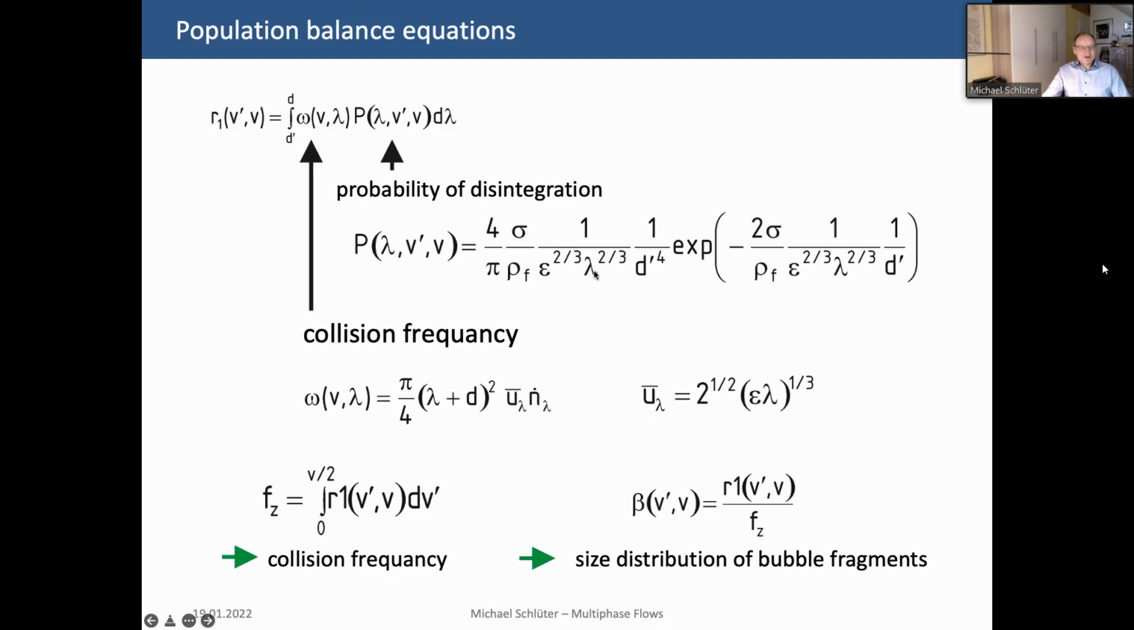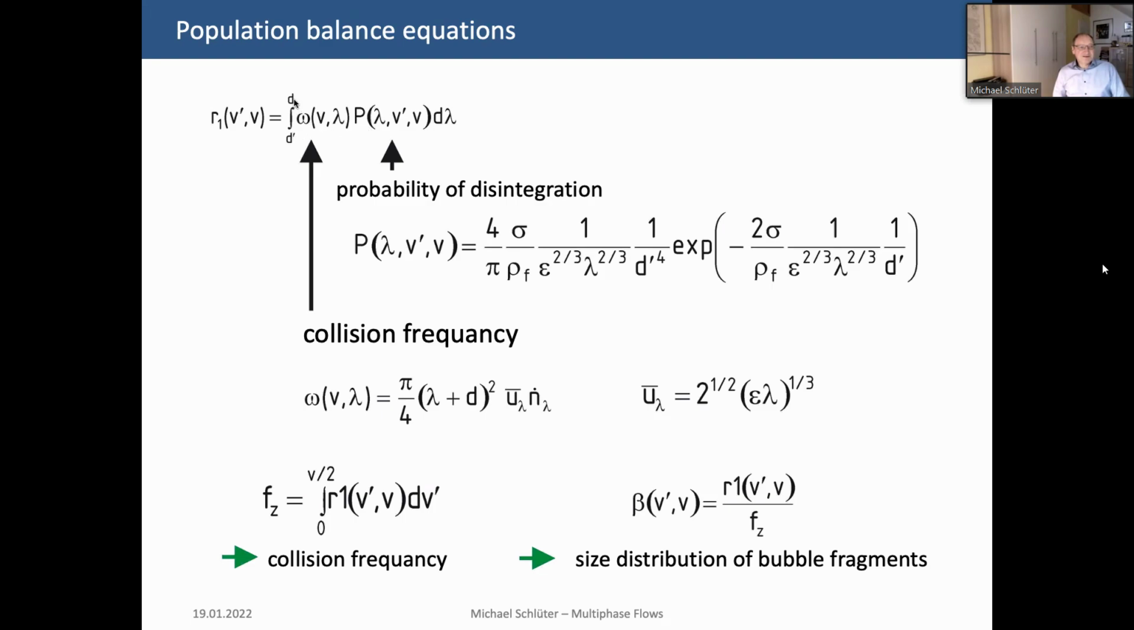In that case, here we talk about breakup. So this lambda is the collision frequency, meaning the frequency, on average, with which these bubbles collide. So we have some physical parameters inside, and with these physical parameters, we try to calculate the probability of the disintegration, in this case the breakup.